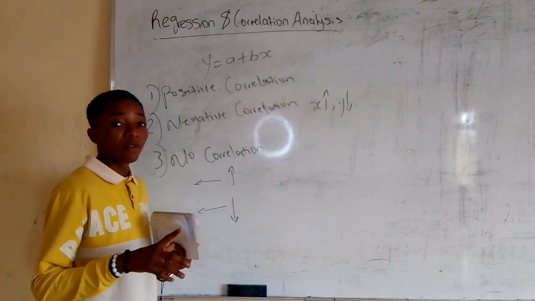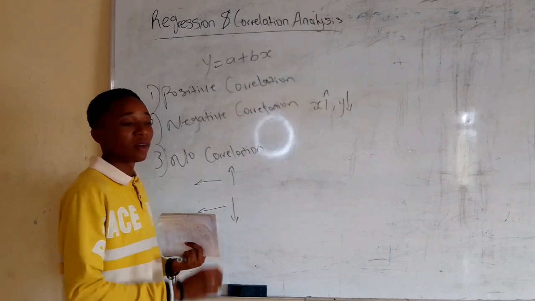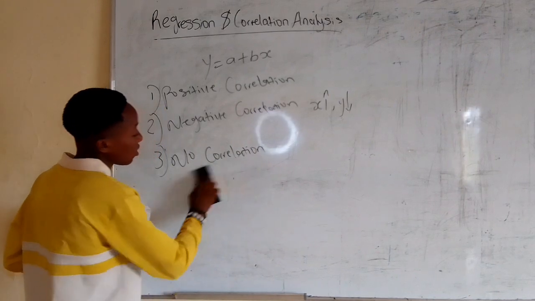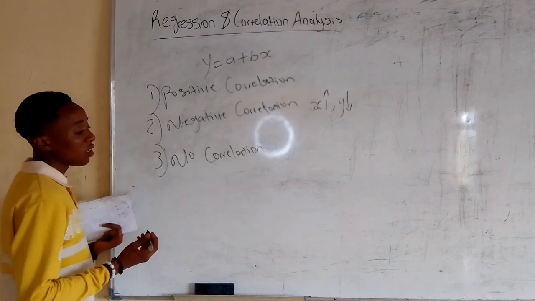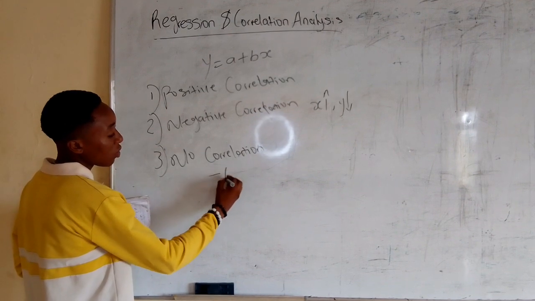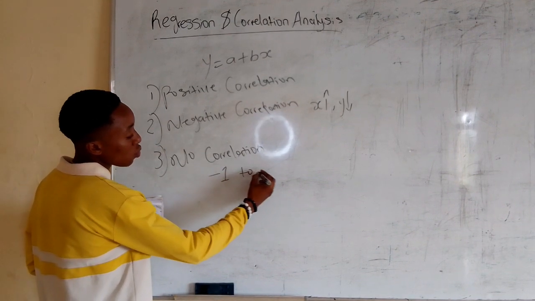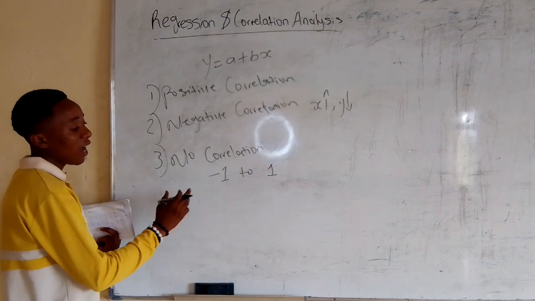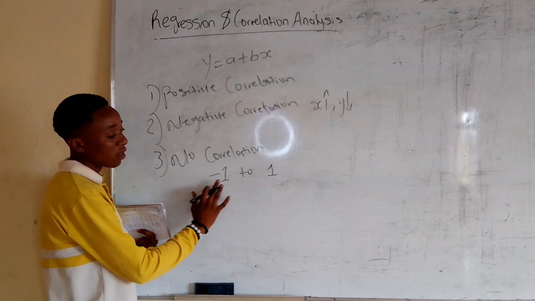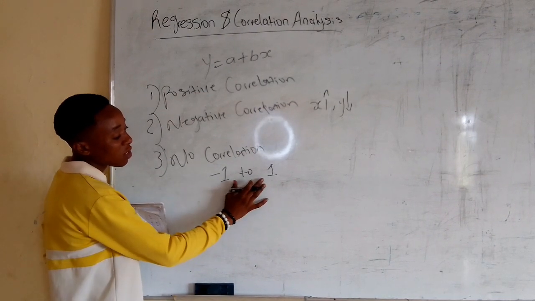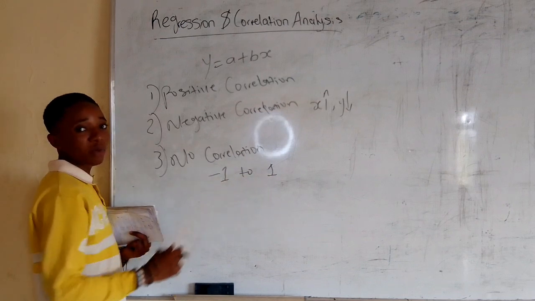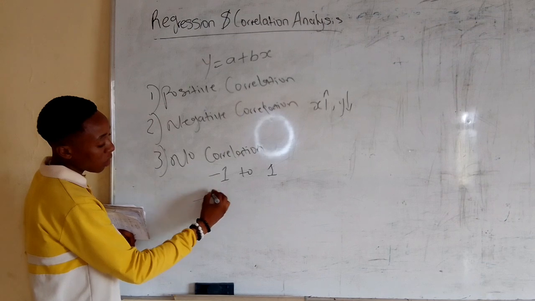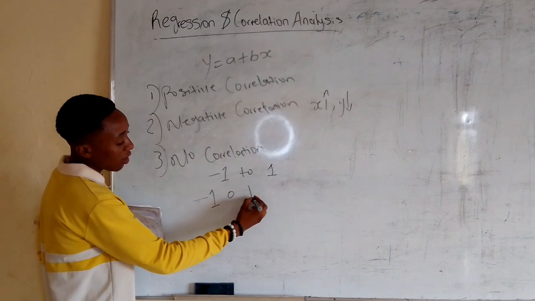What you also should know about correlation is that correlation ranges from -1 to +1. So a correlation is either -1 or +1, or it is between -1 and +1. And the only values we consider are -1, 0, and then 1.